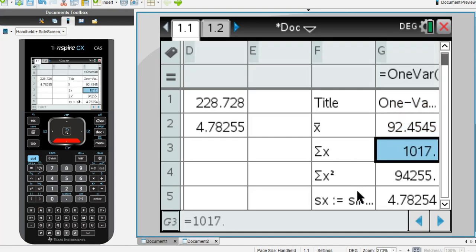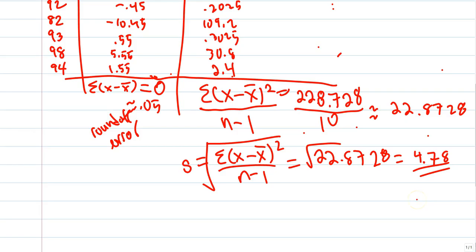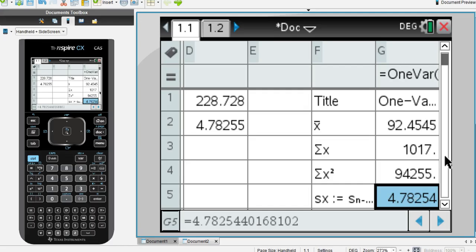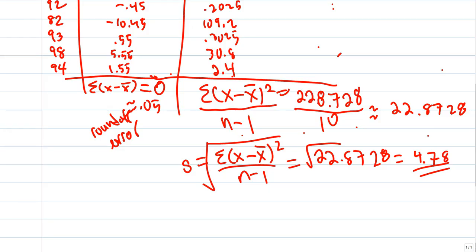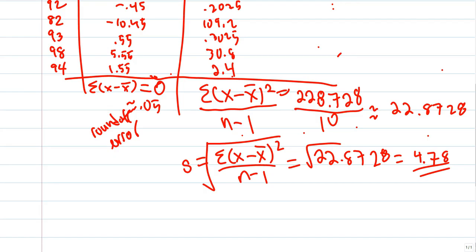But look, do you see this S right here? 4.78254. 4.78. How far off were we? 255. We were off a little bit. Okay, some round-off error. That is how we're going to calculate standard deviation with the technology. Why are we doing it by hand? Because I need you to understand what it means.